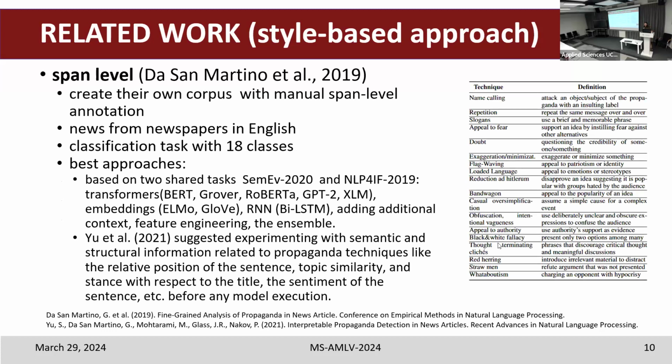But the most prominent approach is span-level propaganda detection. Da San Martino et al. in 2019 gathered from the social research works 18 propaganda techniques, which could be identified in the text without any additional information. And they also, for this task, created their own corpus with manual span-level annotation with news from newspapers in English. Based on this approach and corpus, there were several competitions, and the best models were transformers, and still the BERT-based model is the state of the art for the propaganda technique detection task.